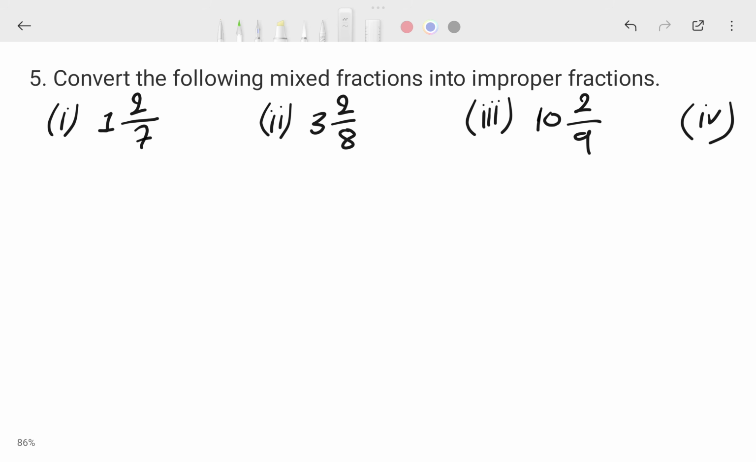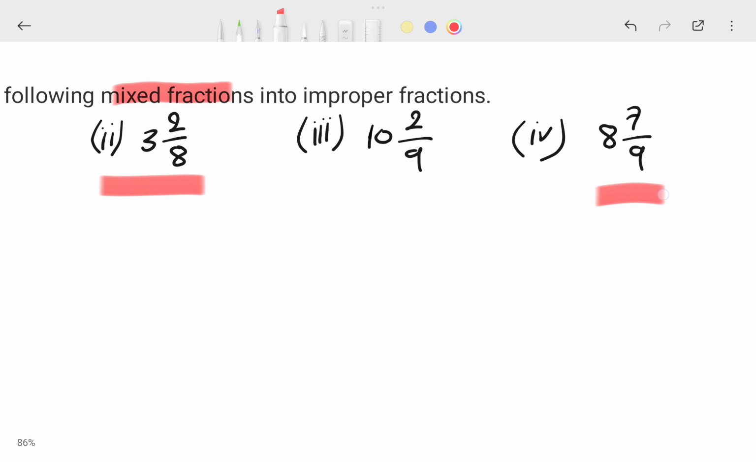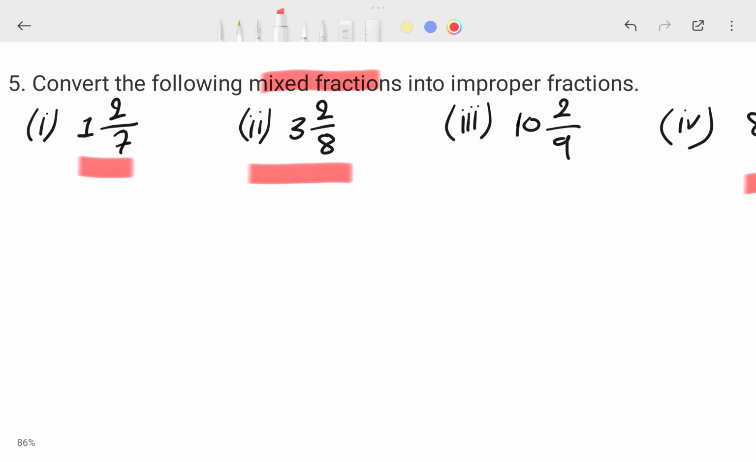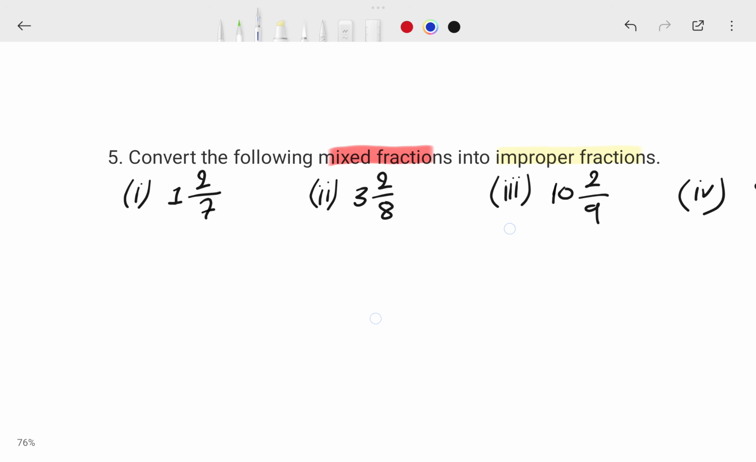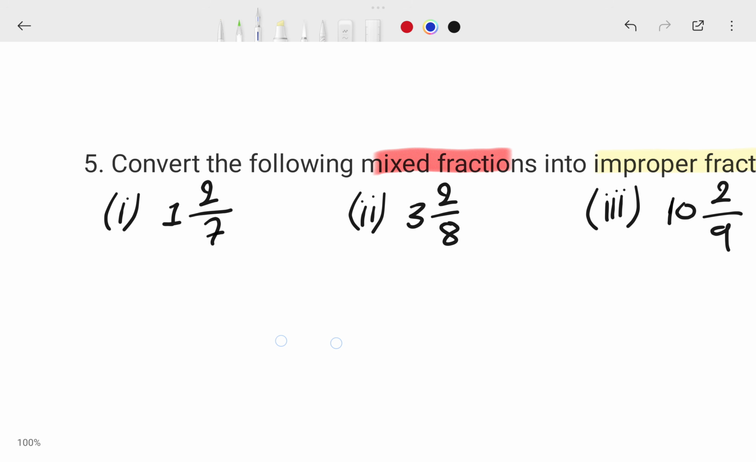Now let's talk about the fifth question. The fifth question is telling us to convert the following mixed fractions. Whatever mixed fractions you're looking at, these are the mixed fractions. This one is also a mixed fraction. We have to convert the mixed fraction into an improper fraction. Simply, nothing is there. This is a very easy question. Let me tell you how it is an easy question.